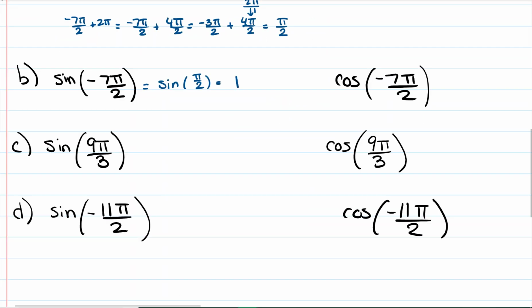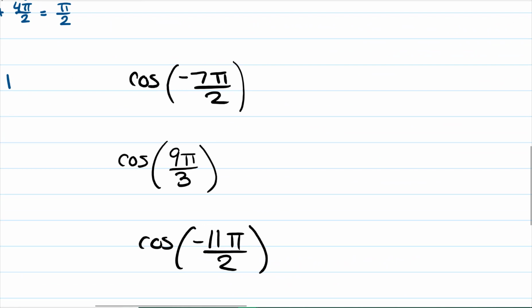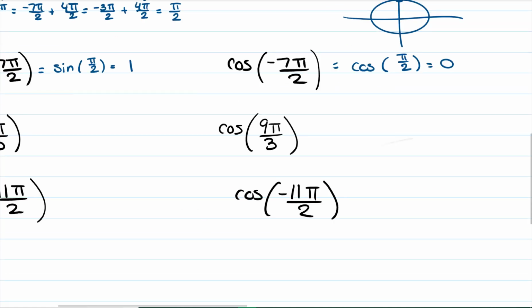So I want you to find cosine of negative 7 pi over 2, sine of 9 pi over 3, and so on. All right, here we go. Well, we know cosine of negative 7 pi over 2 is equal to cosine of pi over 2. This is because of the previous example. And if I were to draw this real quick, this is my unit circle. Pi over 2 is up at the top, so this has the coordinates (0, 1). Cosine is my x value, so this is equal to 0.